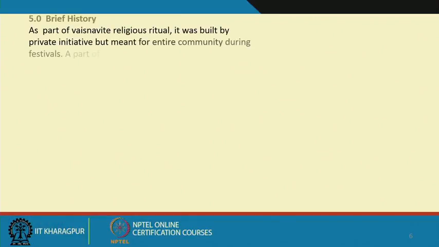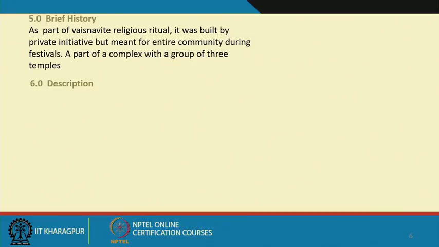So, as I say, as a part of Vaishnavite religious ritual, it was built by a private initiative, but meant for the entire community during the festival, a part of a complex with a group of 3 other temples. So, a site plan also has to be done, showing where it is in relation to the other temples, where it is in the village, and what the surrounding conditions are. That also has to be drawn, properly surveyed and put.